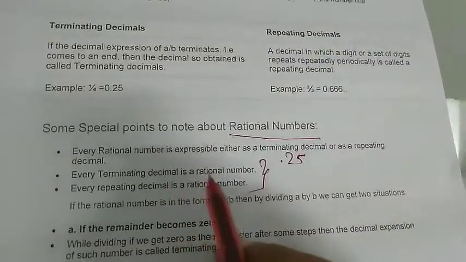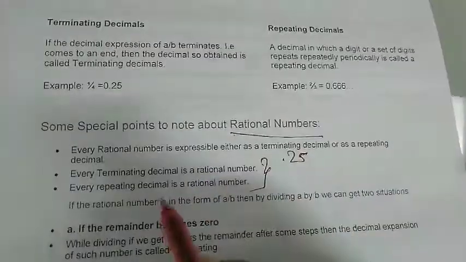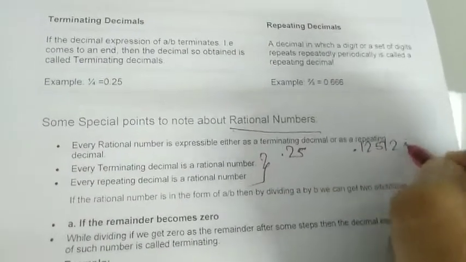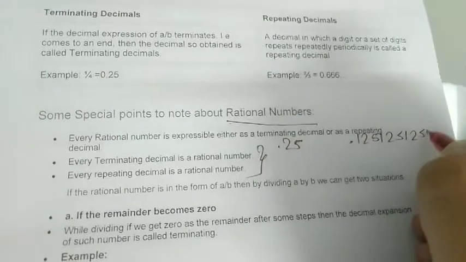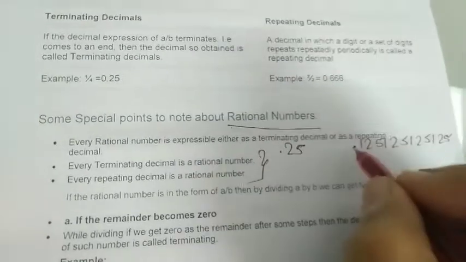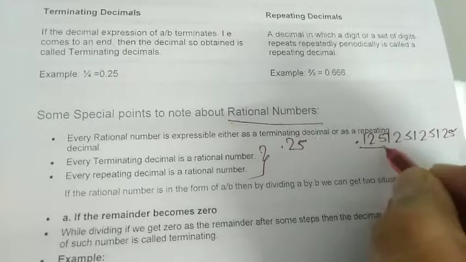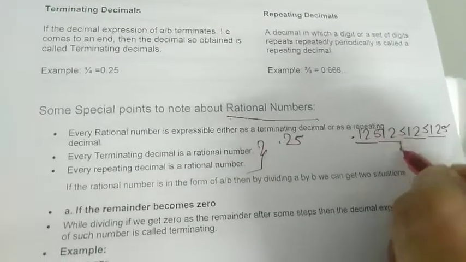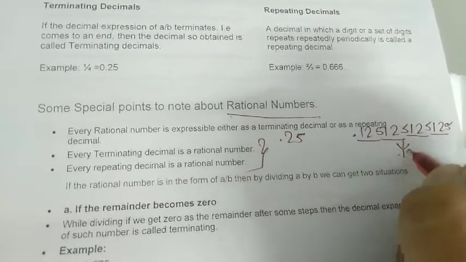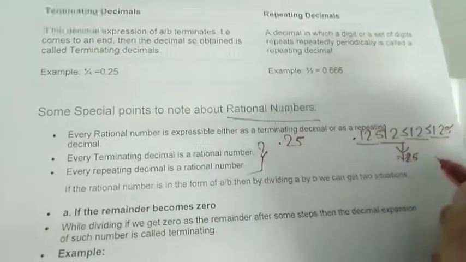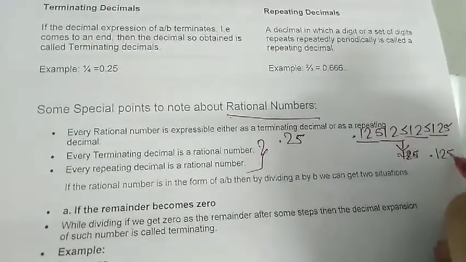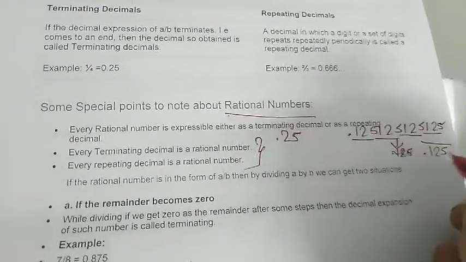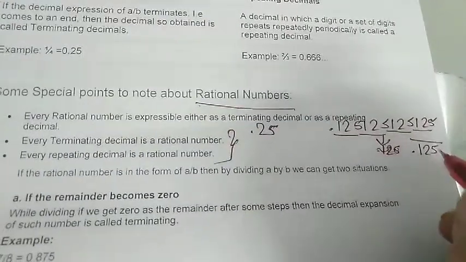So they will be either terminating in nature, like I told you 0.25, or they will be repeating, 0.125, 125, 125, 125. You see over here, the same set is repeating itself. This can be written as 0.125 with a bar. That means 125 will be occurring n number of times.